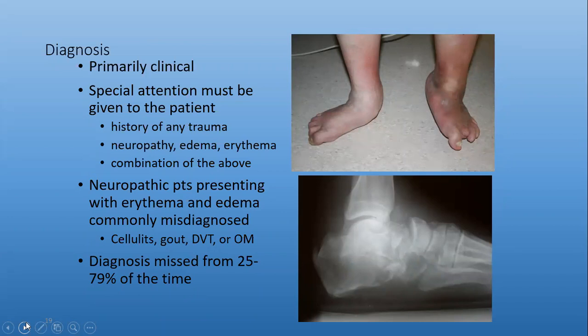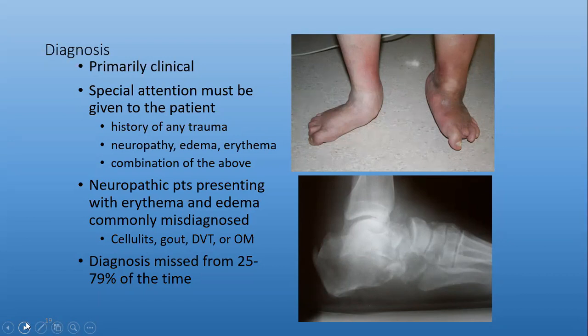So when we look at these patients, the red hot swollen foot is obviously our main diagnostic tool. Temperature changes, how warm the leg is compared to the contralateral limb. So primarily it's a clinical diagnosis. Bounding pulses isn't seen in everybody, but it is seen. It's something to look for. The red hot swollen foot, this deformed look to the foot.